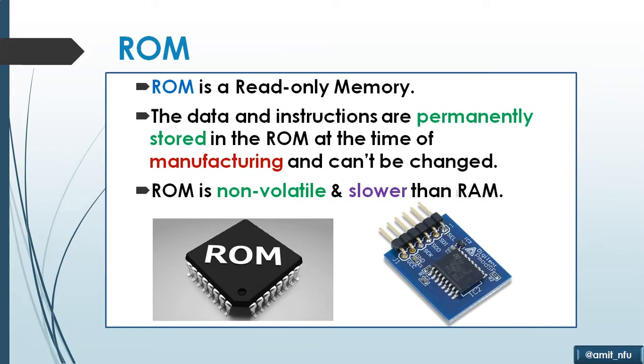Now we talk about the ROM. ROM is read-only memory, which means the data and instructions are permanently stored in the ROM at the time of manufacturing, which cannot be changed. And ROM is non-volatile, meaning if the electricity or the power goes off, the data and the instructions stored in the ROM will remain as they are, no change. And it is obviously slower than RAM. We can see a picture of ROM here.